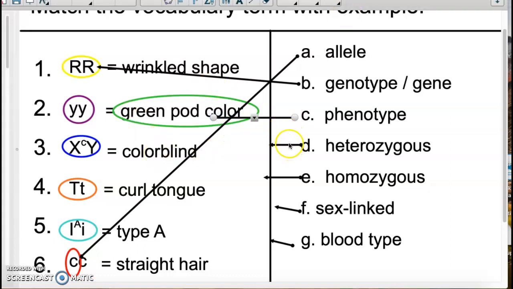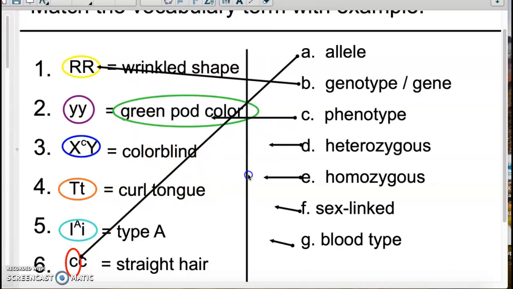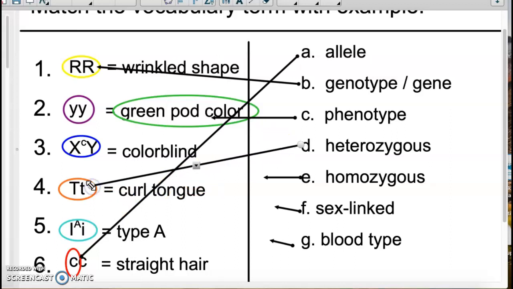And then we have heterozygous genotype. That would be when you have two letters, one uppercase, one lowercase, to describe your genotype. Homozygous, you could either have homozygous dominant or homozygous recessive. For example, little y is homozygous recessive. Big R would have been homozygous dominant.